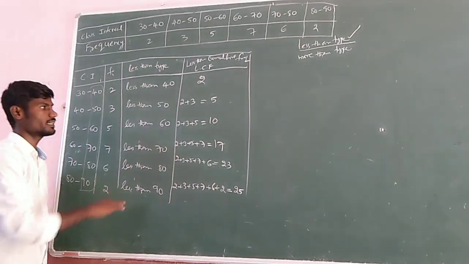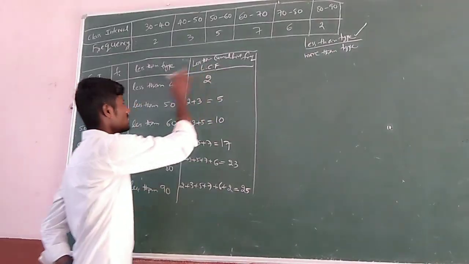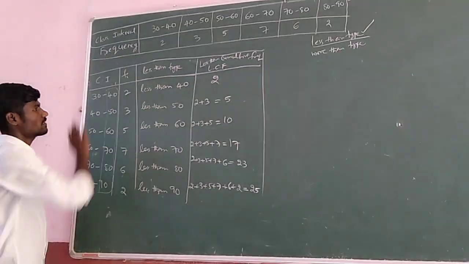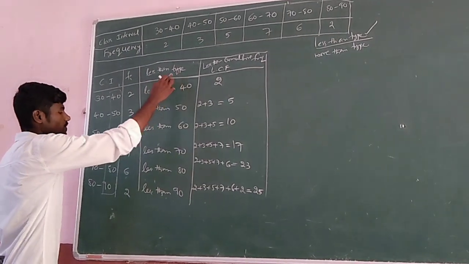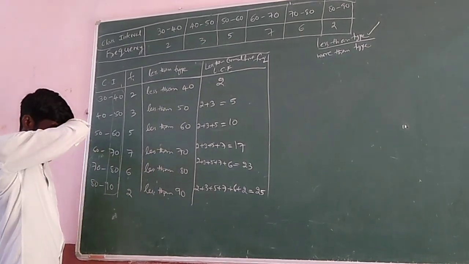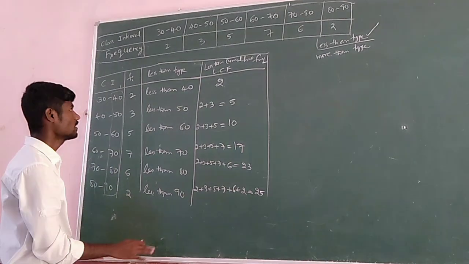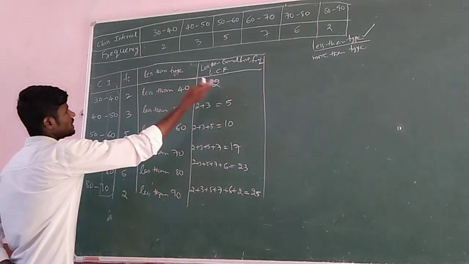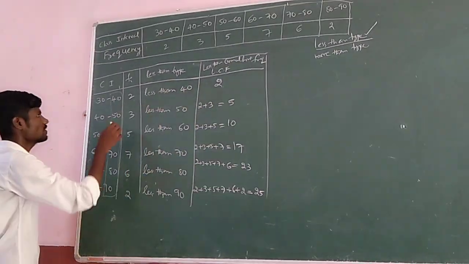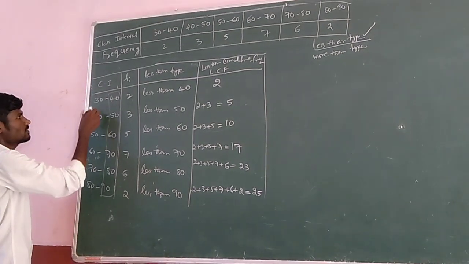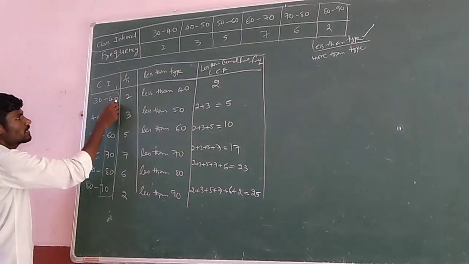So this is the less than type table. If they ask only for less than type, this is the table. First, these two columns are given by the problem. In these, the less than type you must mention. In some cases there is no need to mention it, but just remember: directly take the LCF. Less than 40 means less than 30 has no other number, that's why we take less than 40.